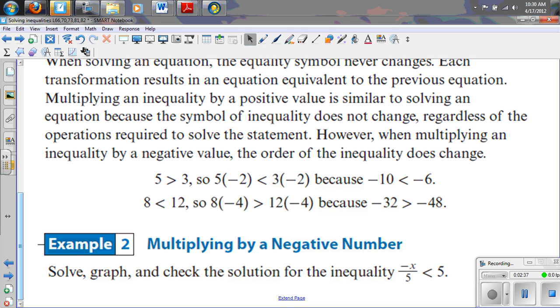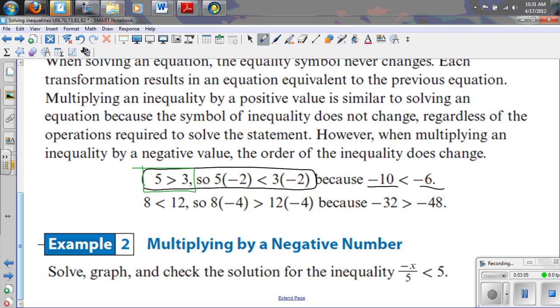So if you take this example right here, if you look at 5 is greater than 3 and you multiply both of those by a -2, 5 times -2 is -10, and 3 times -2 is -6. And -10 is less than -6, where when we started out here, we had 5 was greater than 3. And so you notice the inequality switches signs. So we went from greater than to less than.